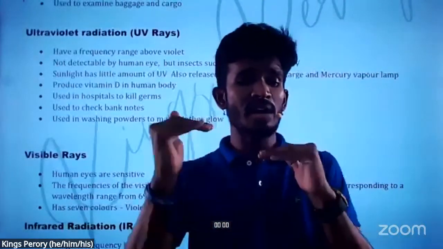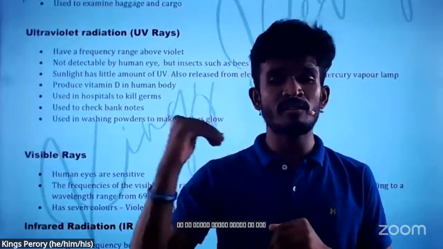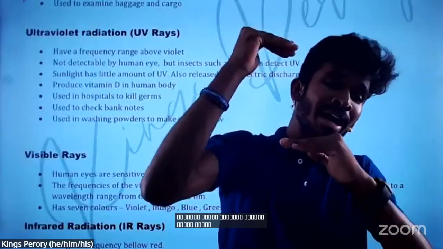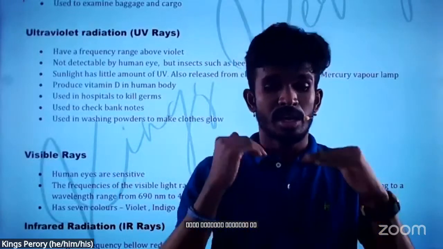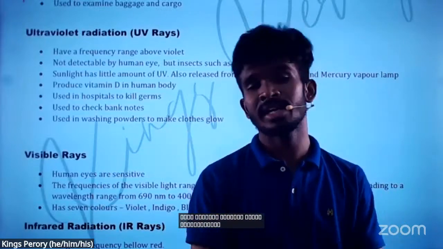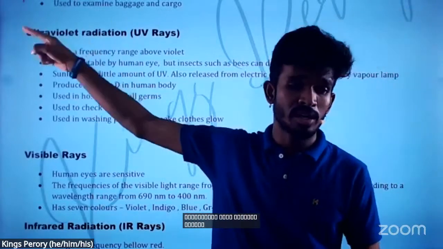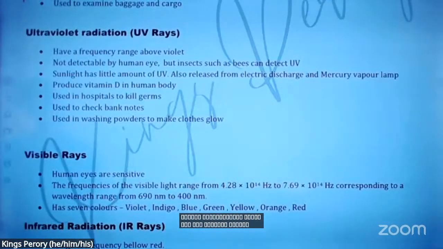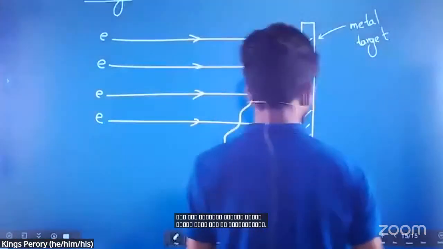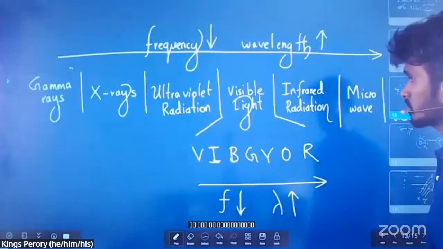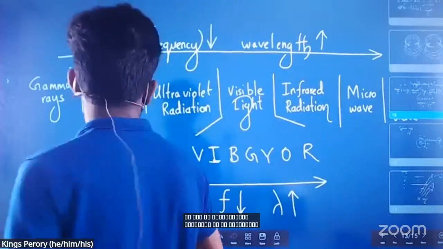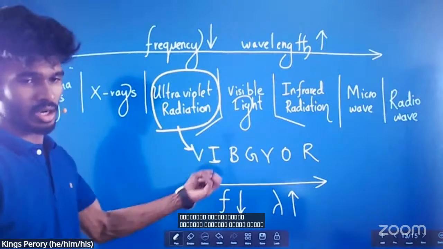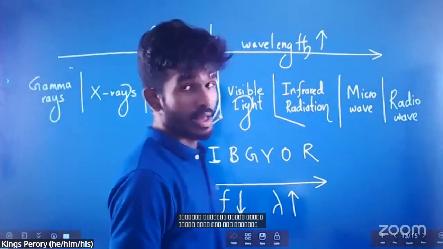UV, ultraviolet. What do you mean by ultraviolet? Ultra means above. Above violet is ultraviolet. Frequency above violet is called ultraviolet. Look at the spectrum. According to the spectrum, ultraviolet is above violet.